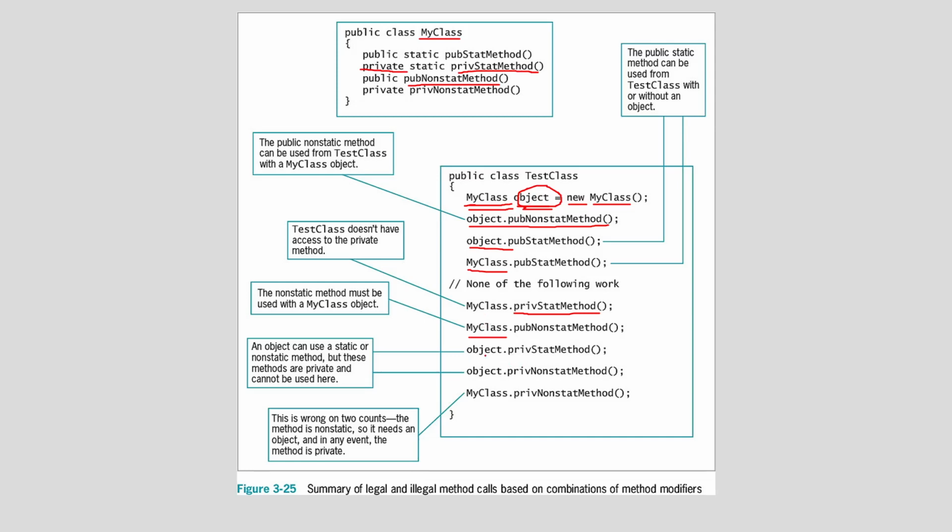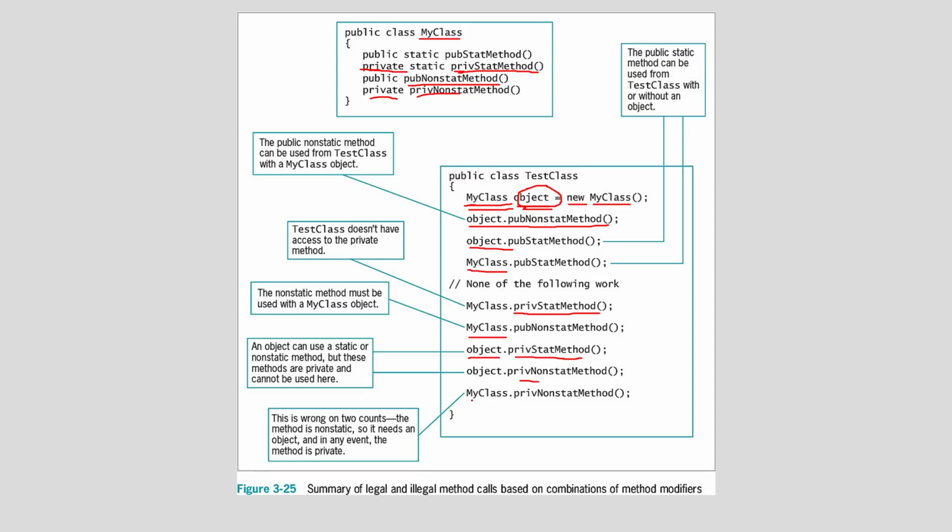Next one, object.privStatMethod, and here, object.privNonStatMethod. privStatMethod is private, and this one, privNonStatMethod, is private. Therefore, it is not accessible outside this class. It is not accessible in any other class.